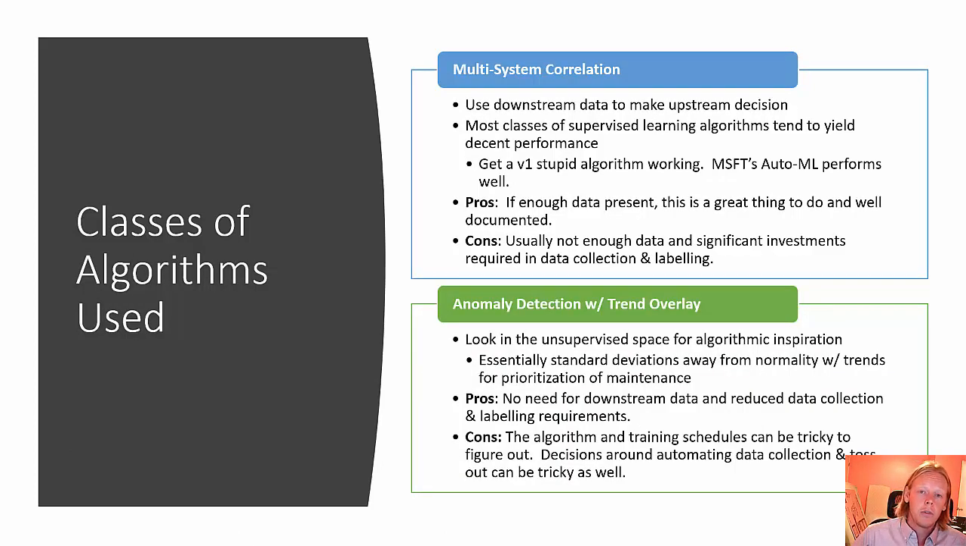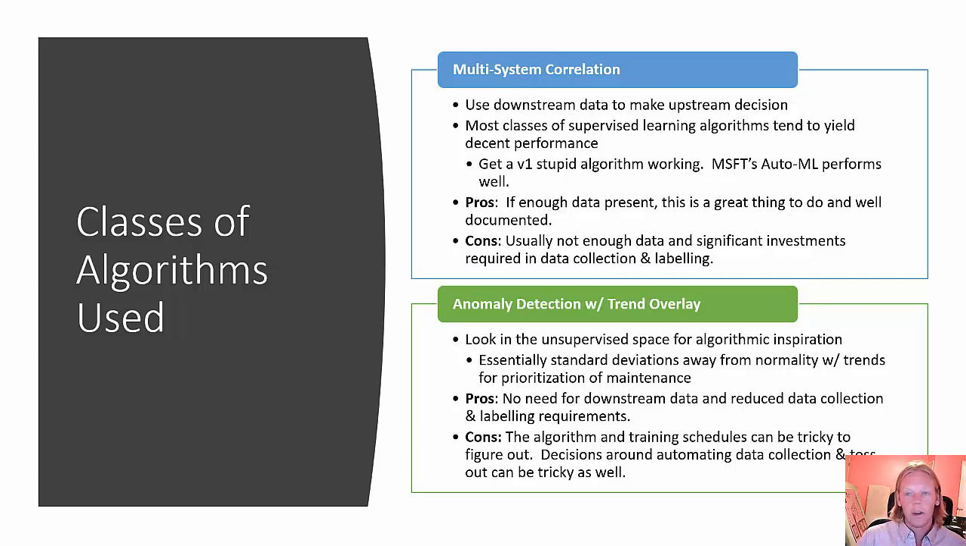There are typically two types of algorithms that you can use. One of them is multi-system correlation. That's where I'm bringing in data from my manufacturing process, and I'm bringing in data from my maintenance records, or from my returns. And I'm creating a correlation between the telemetry from the manufacturing process and the data from my returns or from my testing systems.